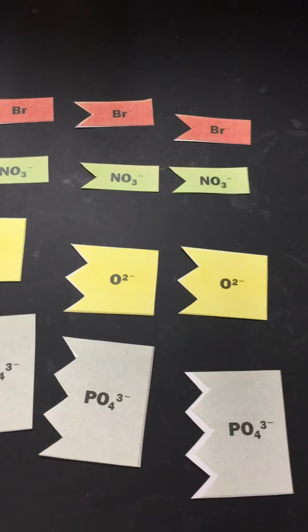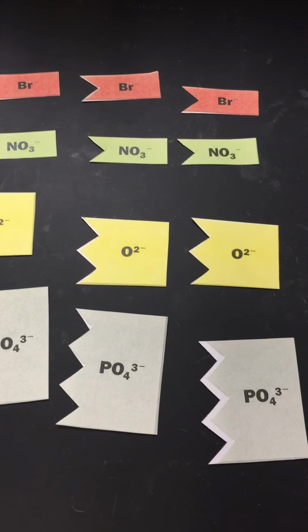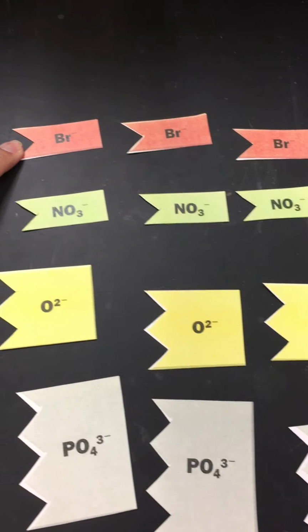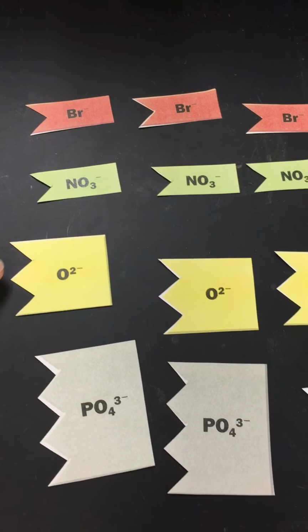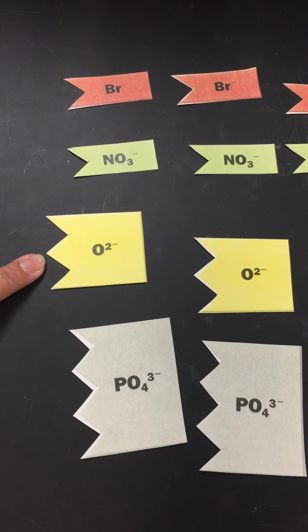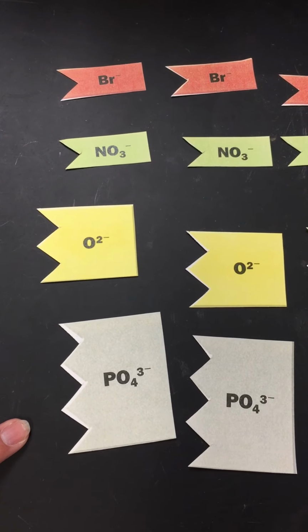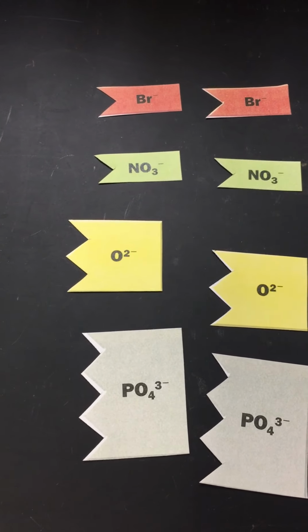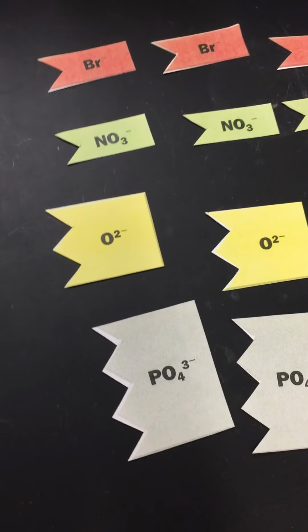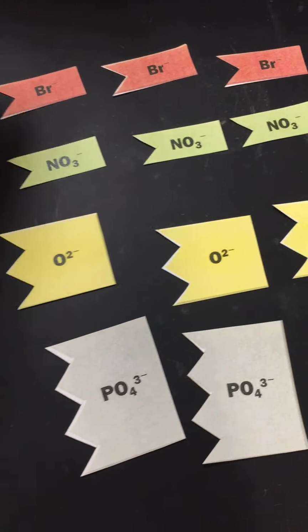The anion pieces are bromide, nitrate, oxide, and phosphate. Bromine is a halogen. This is a polyatomic anion. This is a 2 negative oxide, and this is a 3 negative polyatomic phosphate. To complete the data table, you want to make puzzles that have ions that cancel charge and make accurate ionic compound formulas.